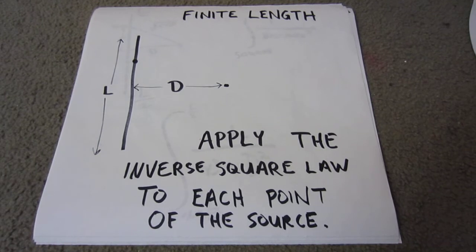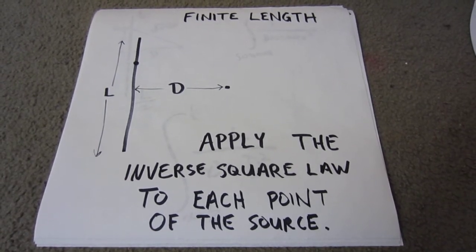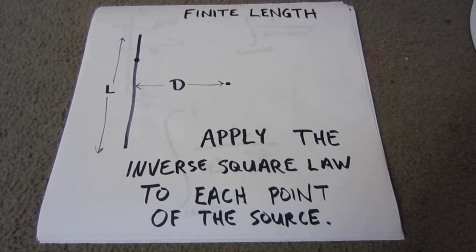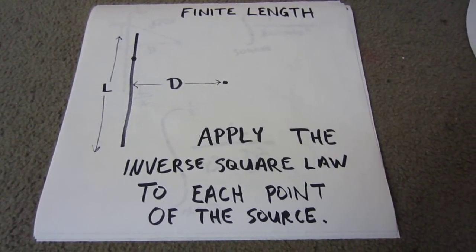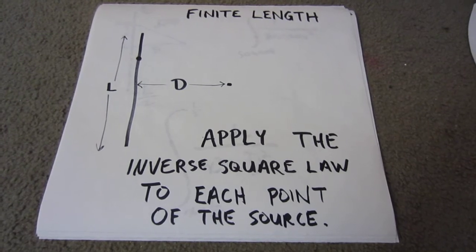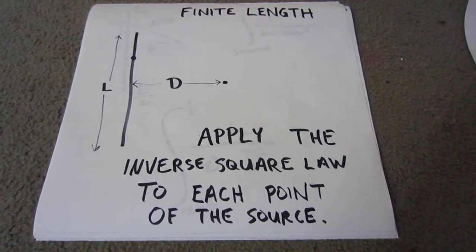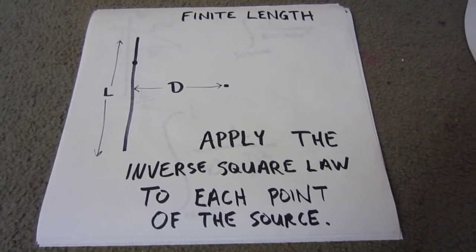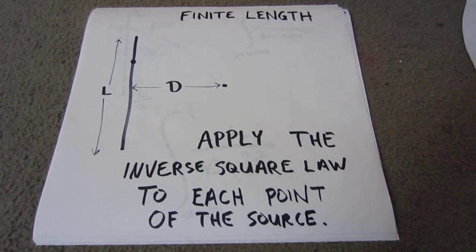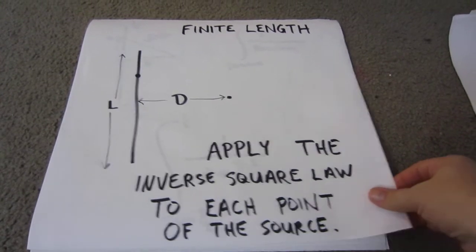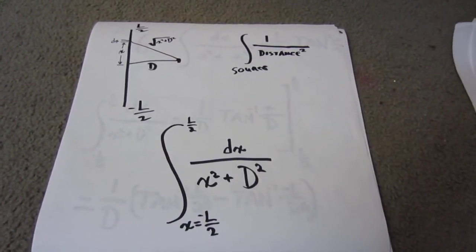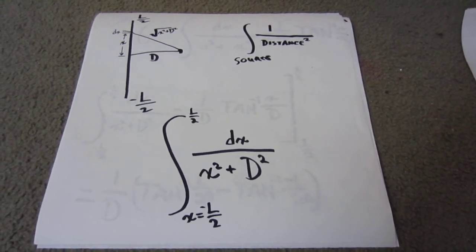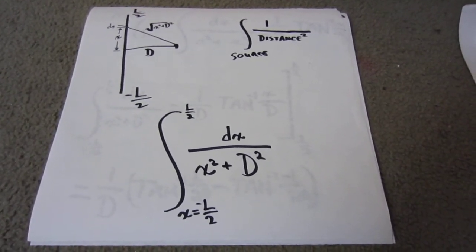On to the finite case where it gets interesting. So you've got a linear source this time of finite length L, and you're looking at the radiation arriving at a point some distance away. So you apply the inverse square law to each point of the source, and then of course you add them up with an integral. Integrate over the source and the 1 over the square of the distance.